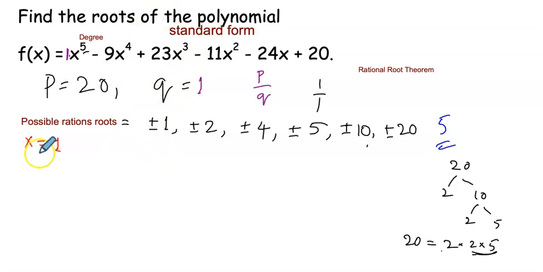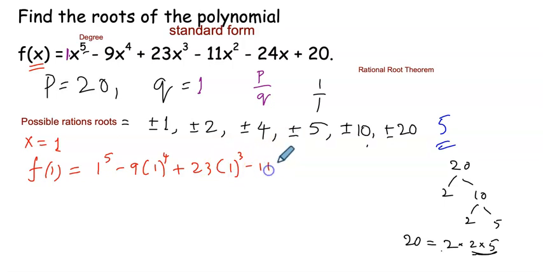So now x is equal to 1. So this function becomes f of 1. I am substituting 1 in place of x on the left hand side. Do the same thing here on the right hand side: 1 to the 5th power minus 9 times 1 to the 4th plus 23 times 1 cube minus 11 times 1 square minus 24 times 1 plus 20. Right? We replaced that x with 1. Okay, so what happens on doing that?